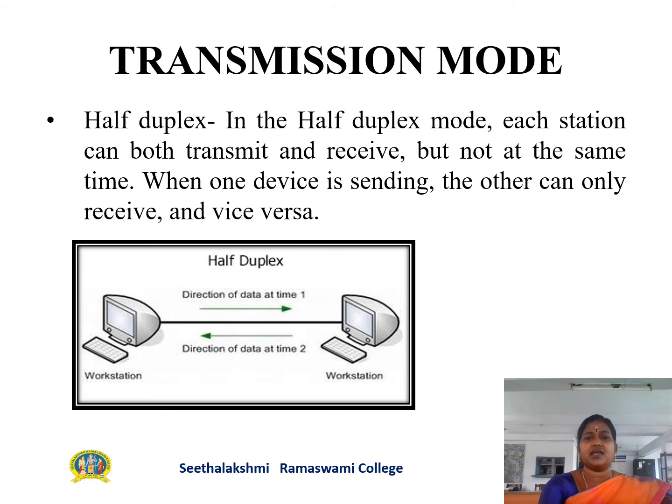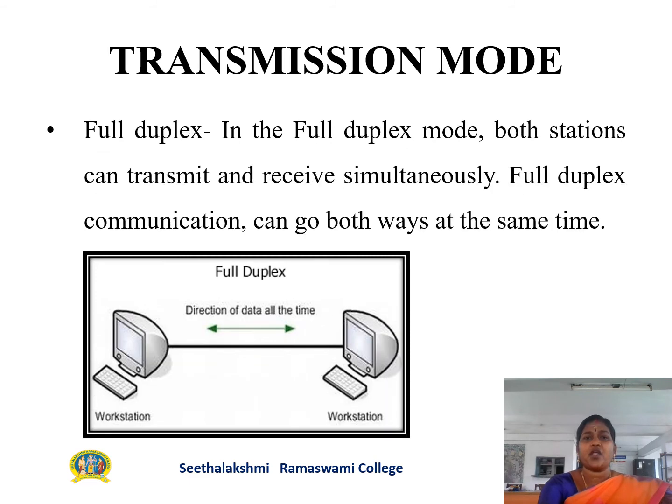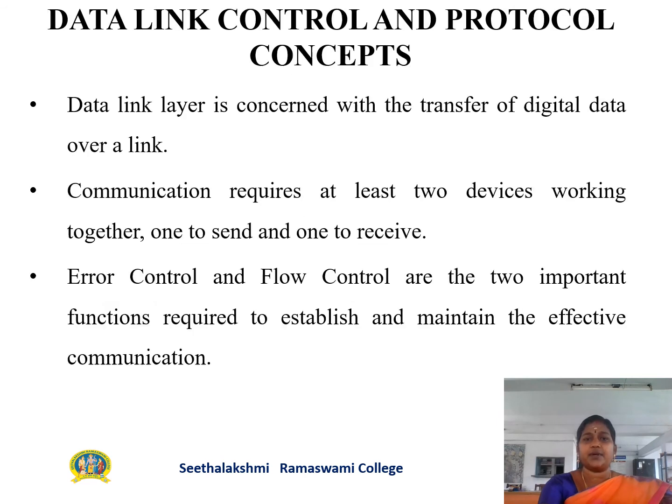Half duplex. In the half duplex mode, each station can transmit and receive, but not at the same time. When one device is sending, the other can only receive, and vice versa. Full duplex transmission mode. In the full duplex transmission mode, both stations can transmit and receive simultaneously. Full duplex communication can go both ways at the same time.